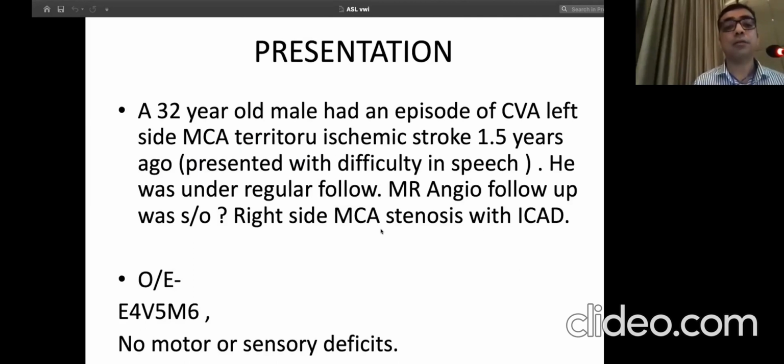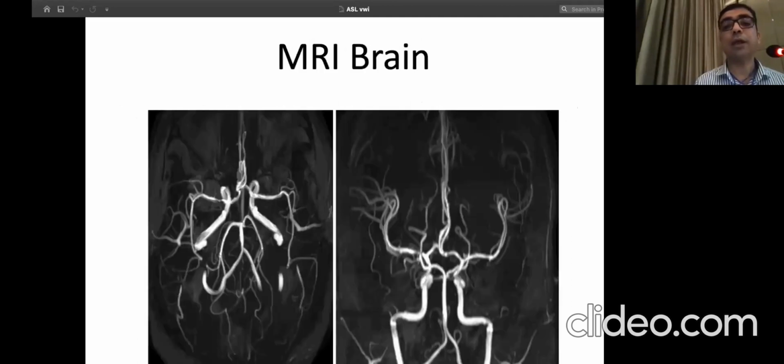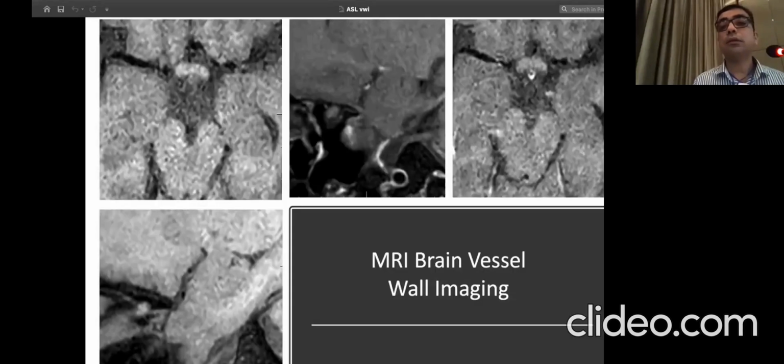Another case, and we'll finish off with the cases: right MCA stenosis with ICAD. In fact, using these sequences, even for a non-stenotic lesion we have been able to characterize ICAD, which is more prevalent in this part of the world. Just looking at the VRT images of the MR angio or CT angio, we are not able to subtype the stroke and give adequate therapy.